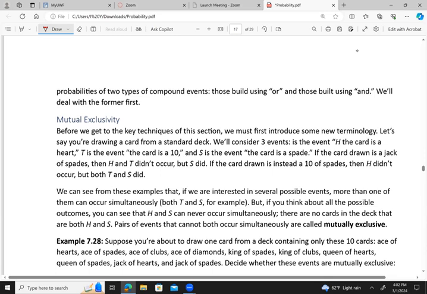So, mutual exclusivity. Before we get to the key techniques of this section, we must first introduce some new terminology. Let's say you're drawing a card from a standard deck. We'll consider three events. There's the event H, the card is a heart, T is the event the card is a 10, and S is the event the card is a spade. If the card drawn is a jack of spades, then H and T didn't occur, but S did. If the card drawn is instead a 10 of spades, then H didn't occur, but both T and S did.